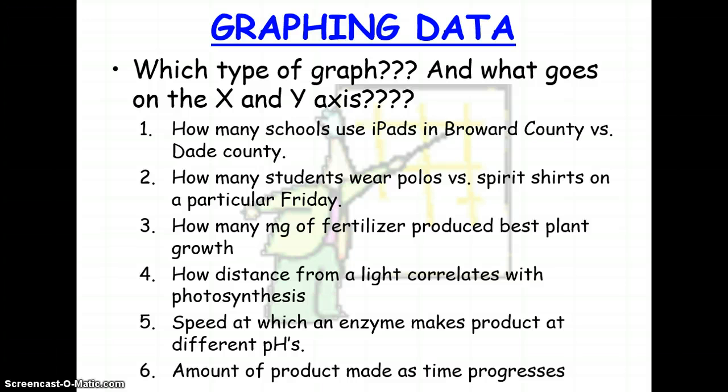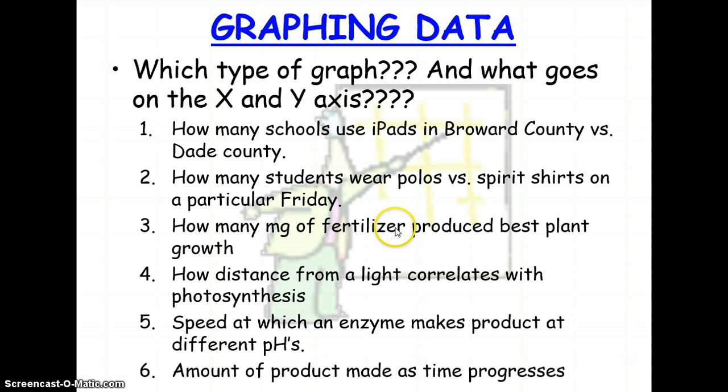Okay, and so let's go back to this really quick. This is where we decided what kind of graph to use. So let's go over really quick what should go on each axis this time. So we're counting how many schools, and the independent variable is the county. That's what we're changing. So Broward and Dade County should go on your X, number of schools on your Y. Here, polos versus spirit shirts is our comparison, so that's our X. The number of students would be our Y.